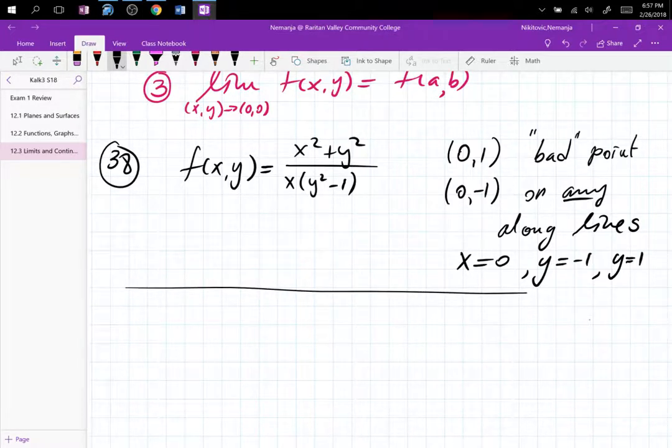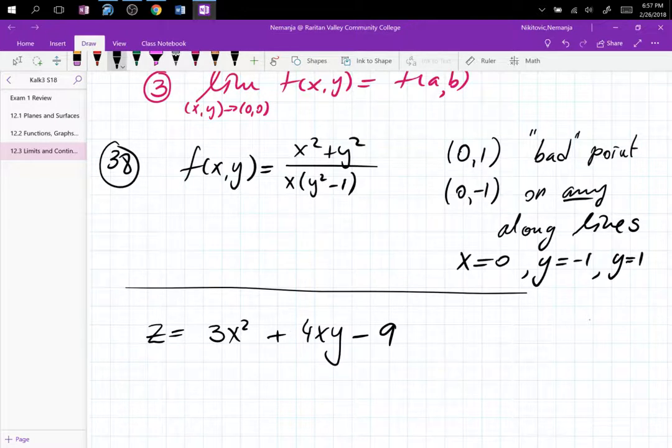Polynomial-like stuff. I believe your problem 31-ish or whatever was something along the lines of z equals 3x squared plus 4xy minus 9. Well, that's a polynomial-like problem, and this has to be continuous everywhere, right? Because there are no vertical lines that would make those cliffs. There's no denominator equal to 0. There is no ln to ruin anything for us with its vertical asymptote at x equal to 0, or y equal to 0 for that matter.